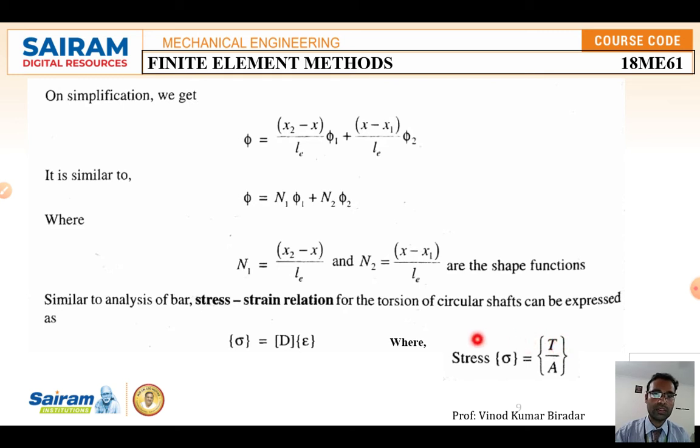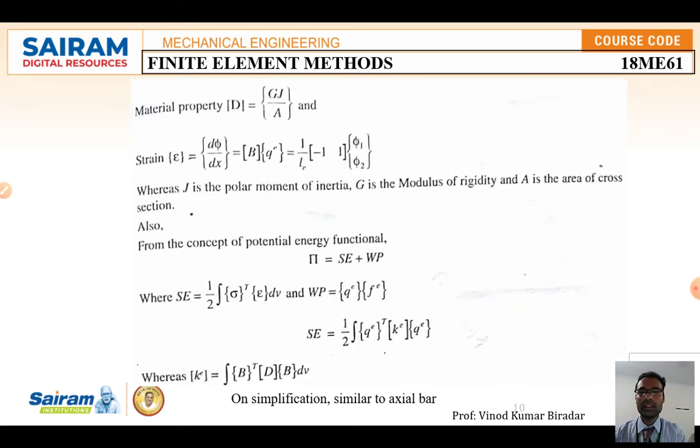So wherever force is there, we are going to use torque here: torque by area, where the stress stands for T by A. The material property D is equal to GJ by area. In place of EI, that is AE, you are going to take G comma J, so AE is replaced by GJ.